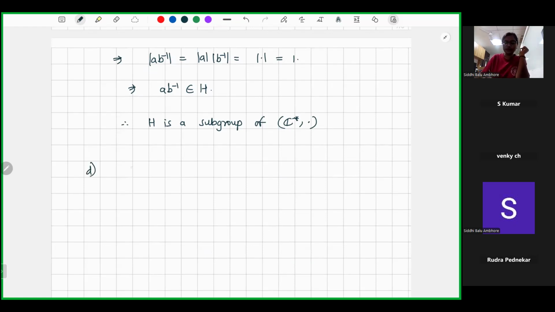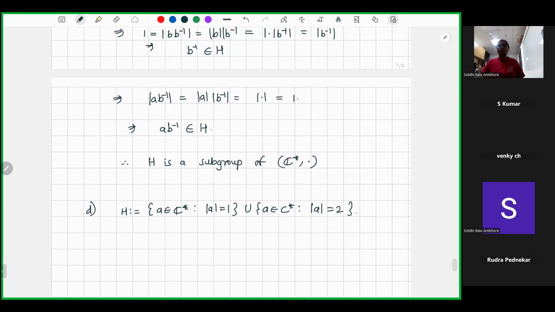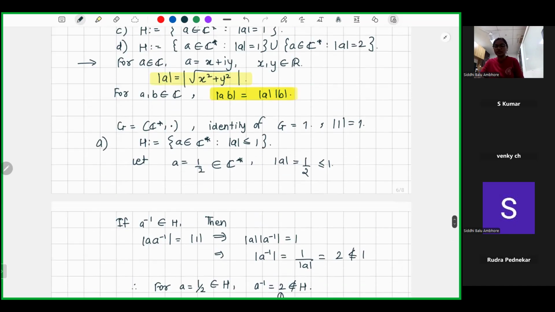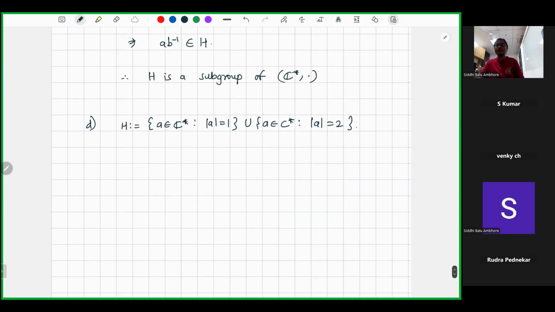Now the D part, which is this H is the union of these two sets. A in C star such that modulus of A is 1, union A in C star such that modulus of A is 2. So can you give me a counterexample? Like what we did here was using inverse, but here can you directly say something? Like what is happening, that this is not a subgroup directly without involving inverse.